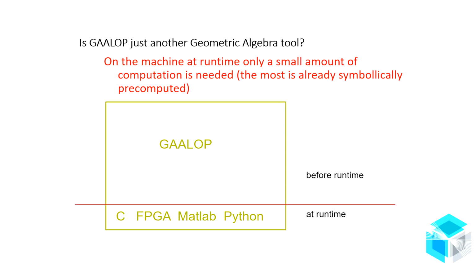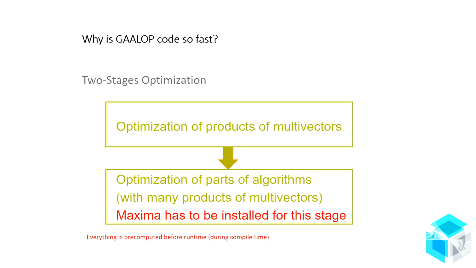In order to reach this goal, GAALOP is a two-stage approach. We first optimize simply the products of geometric algebra, and then in the second step, we optimize complete parts of the algorithm. And this is supported by Maxima, a mathematical program that lets us symbolically optimize our algorithms.